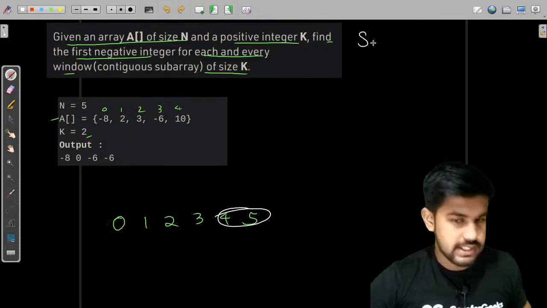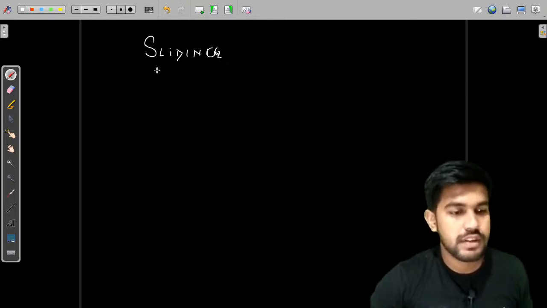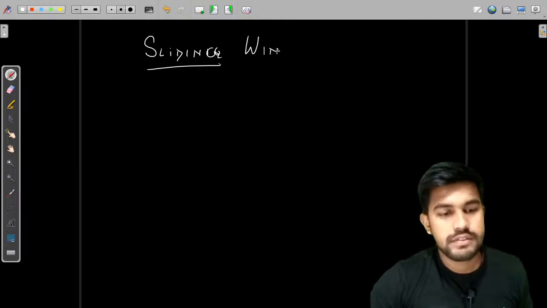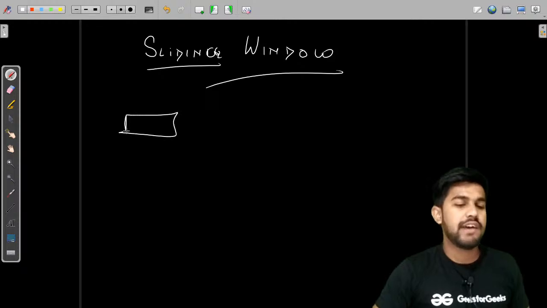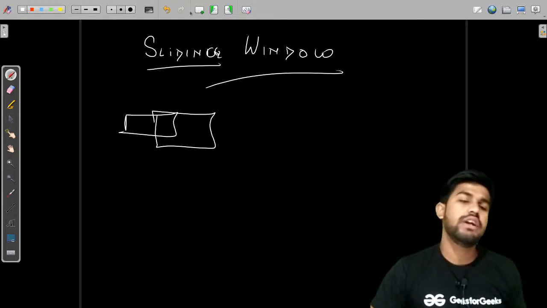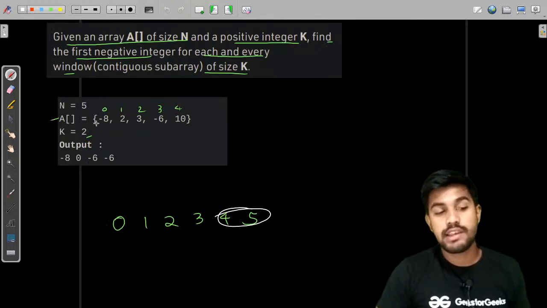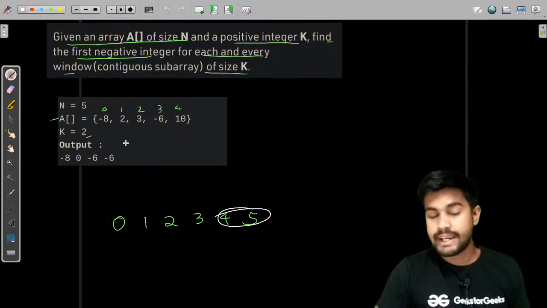Okay, let's write it in a different page. Sliding window. So what is the sliding window? We have a window like this, and we would simply pass it along. Fair enough. Now the question would arise when we would start thinking of the negative numbers.